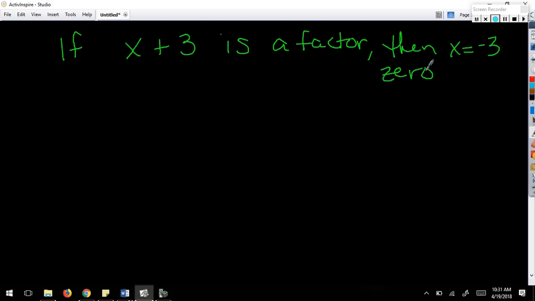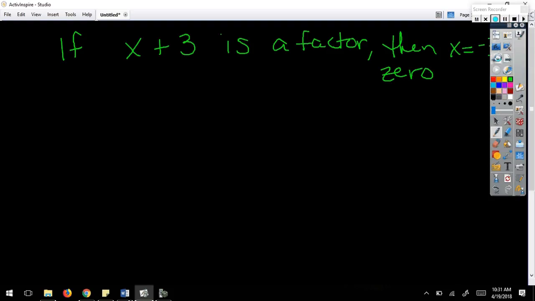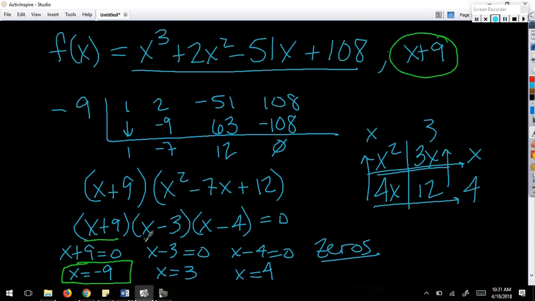Look back at what we just did. Do you agree that all 3 of these are factors? So look at the relationship. The 0 is just the opposite sign of the factor. That's the whole theorem, that if you have a factor, you also have a 0. We always go back to this original that we started with.